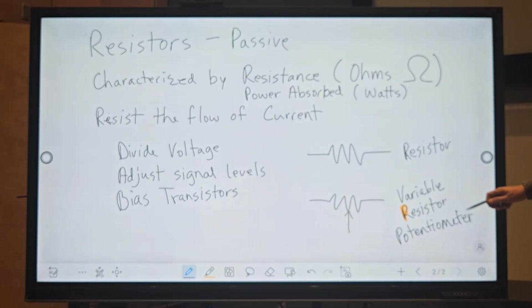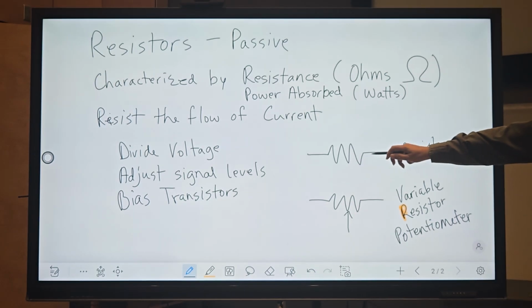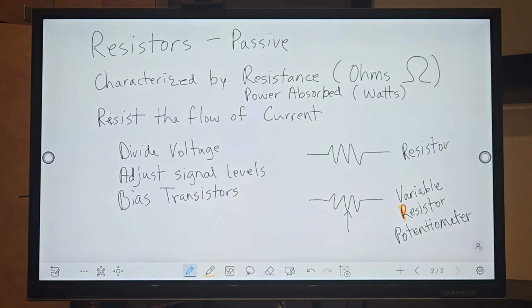Between a variable resistor and potentiometer? A fixed resistor has a fixed resistance, again in ohms, whereas a variable resistor, you can vary the resistance across a range. So would you call it a fixed resistor? Just a resistor. You could be more specific and say fixed resistor, but just a resistor.